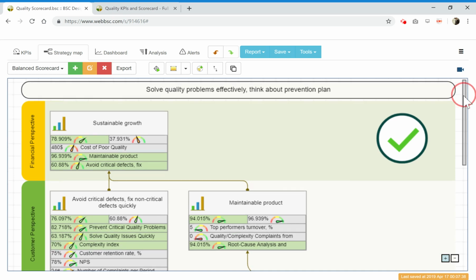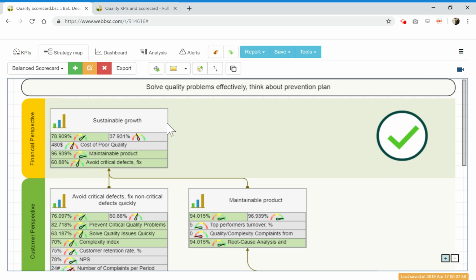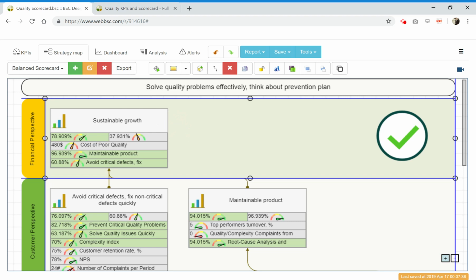Okay, so what's the goal? Quality is not contributing to the financial success directly, obviously. But we can formulate the stakeholders' or quality goal or financial goal as sustainable growth. So what we want to achieve is sustainable growth. And what exactly do we mean by this? First of all, we mean that in terms of finance, we want to control the cost of poor quality. And that's the indicator that I have here.